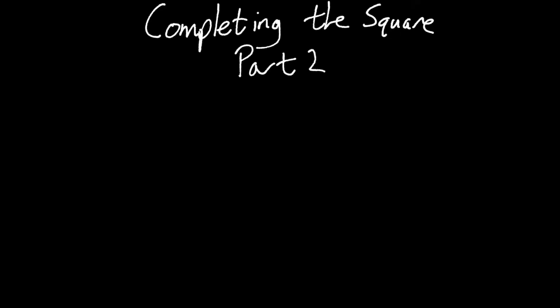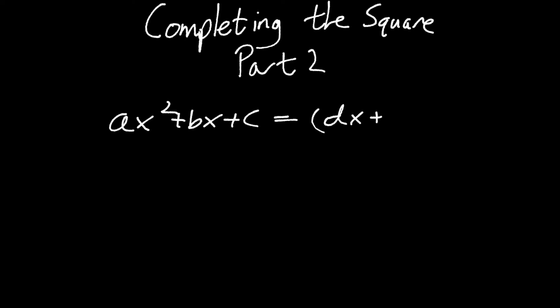Welcome to my video on completing the square part 2. In this video, we are still going to be taking our quadratic expressions ax squared plus bx plus c and turning them into a squared binomial, something of the effect of d times x plus or minus e squared. But this time, we're going to have a value for a that is not 1.